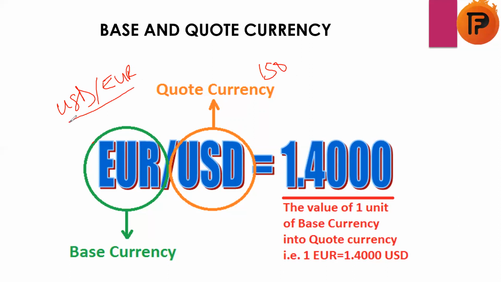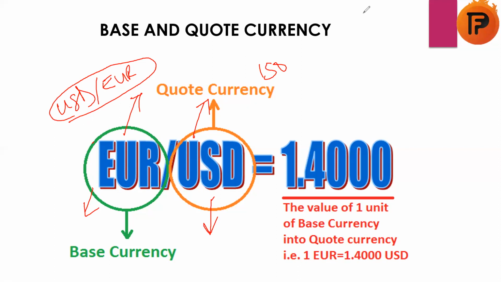So for you to have USD/EUR, all you need to do is come to EUR/USD and sell. Remember, you don't even need USD/EUR because you can actually sell and buy EUR/USD. When you are selling EUR/USD, you are selling euro and you are buying dollars. If you are buying EUR/USD, you are buying euro while you are selling dollars. So it's a win-win, it's a two-way thing. You understand? So that's about the base and quote currency.